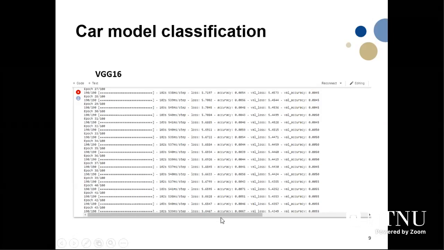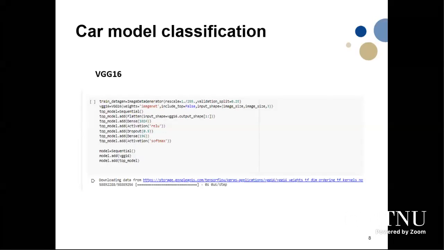Here is the result of the run epochs. After the 100 epochs, the accuracy is still very low after the calculation. And Matis, could you go back to the slide about the structure? Yeah, here we have the structure.